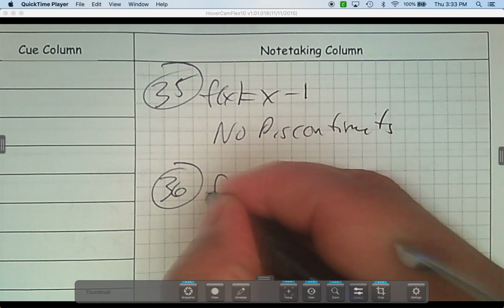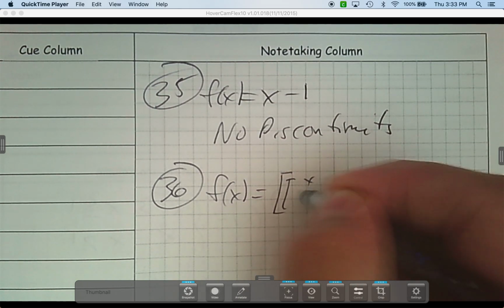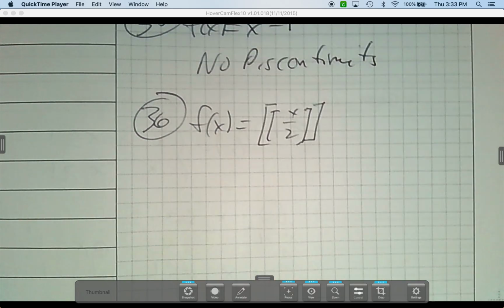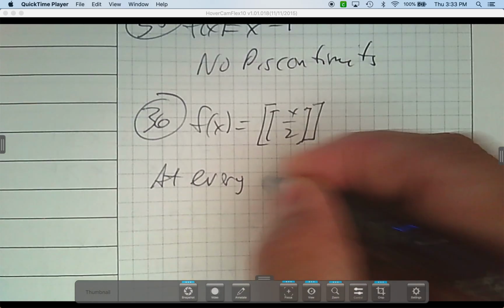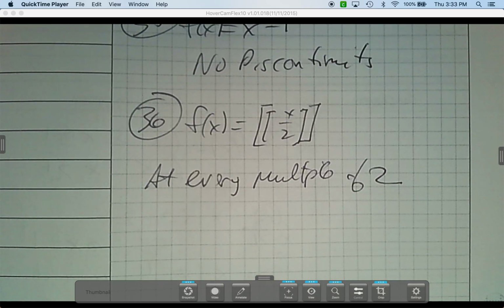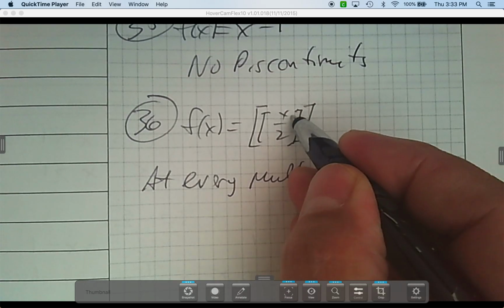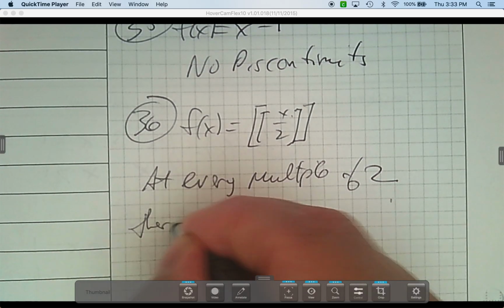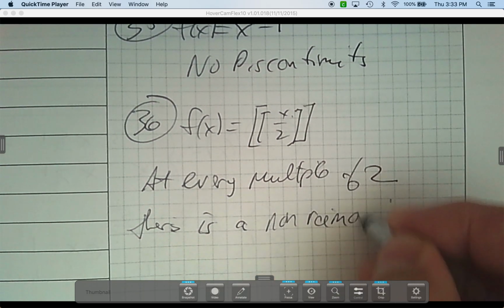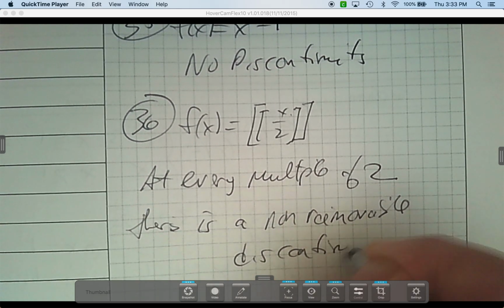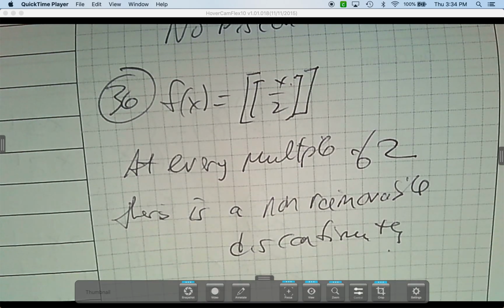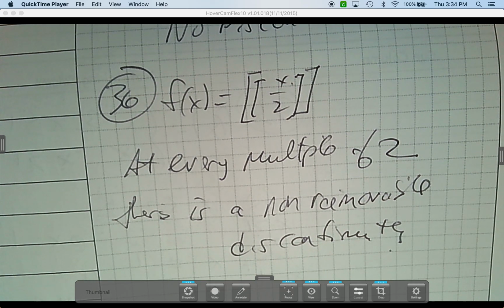Last question like this. Here we have a greatest integer function. Yes, we have discontinuity. These step functions have discontinuities everywhere, at every time that's an integer. So at every multiple of 2, so 2, 4, 6, 8, and so on, only multiples of 2, when you plug in, give you an answer that's an integer. And the limit doesn't exist there because of the jump. So it's a non-removable discontinuity. This is called a greatest integer function.